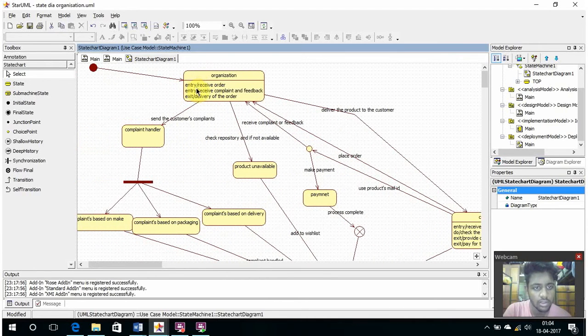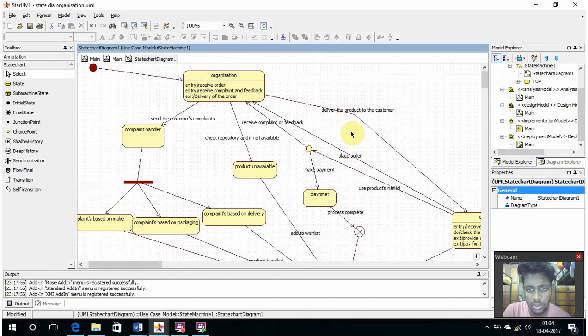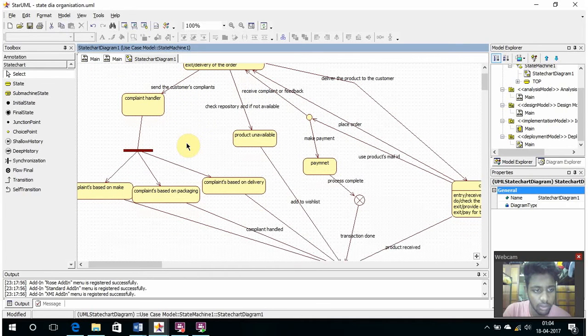Here the organization checks the entry, receive order, and it also checks the entry, receive complaint and feedback. It exits for delivery of the order. Delivery of the product is sent to the customer, and it also sends the customer's complaint to the complaint handler. The complaint handler takes it and categorizes it differently according to make, packaging, and delivery.